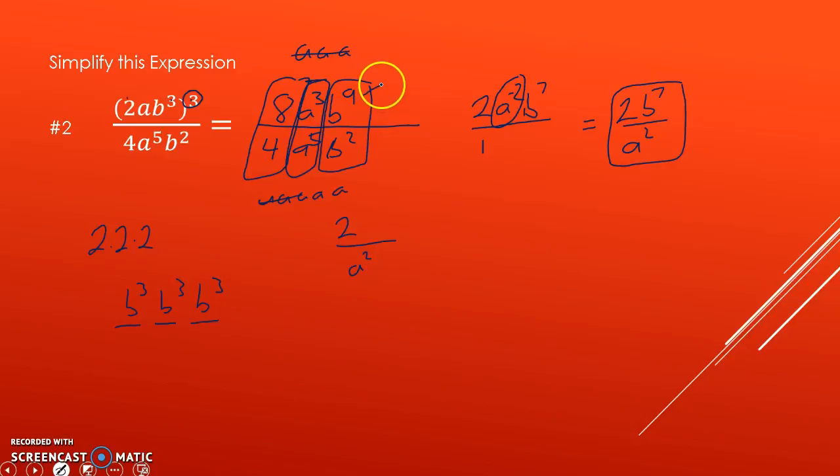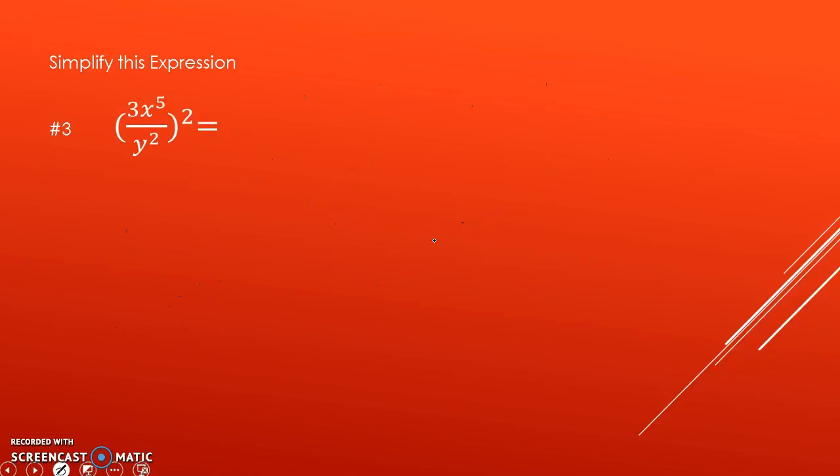I have 9 b's on top, 2 of them on the bottom. These 2 b's would wipe out 2 of these b's, and I have 7 b's left over. And you can see I get the same thing regardless of how I think about it. So it's 2b to the 7th over a to the 2nd. Let's take a look at another example.